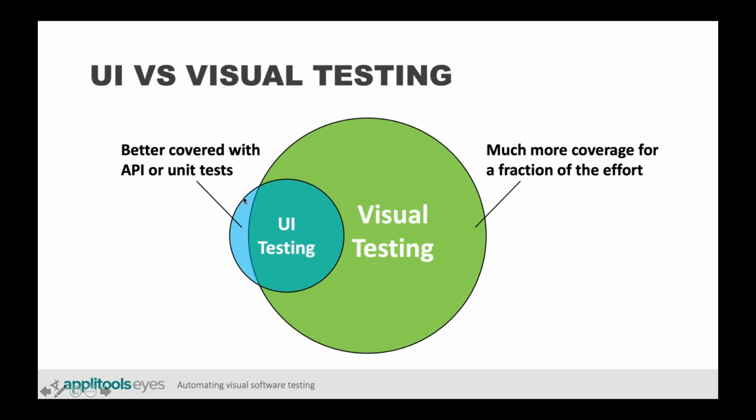And this small piece on the left here, those are edge cases where it actually makes sense to validate with an API test or a unit test, and you don't need a visual test for that. It can be like testing for a specific unique value that changes every time, and you want to make sure that that unique value appears. If you don't care about the value, Applitools can help you even handle that.